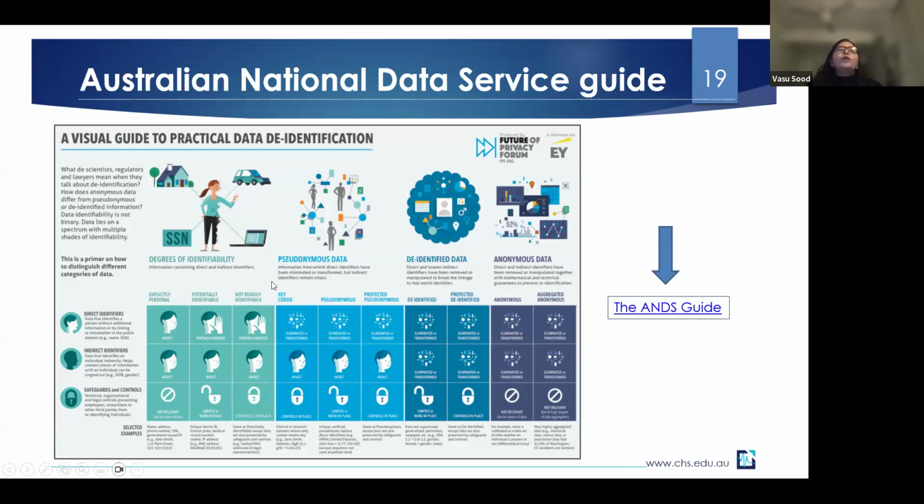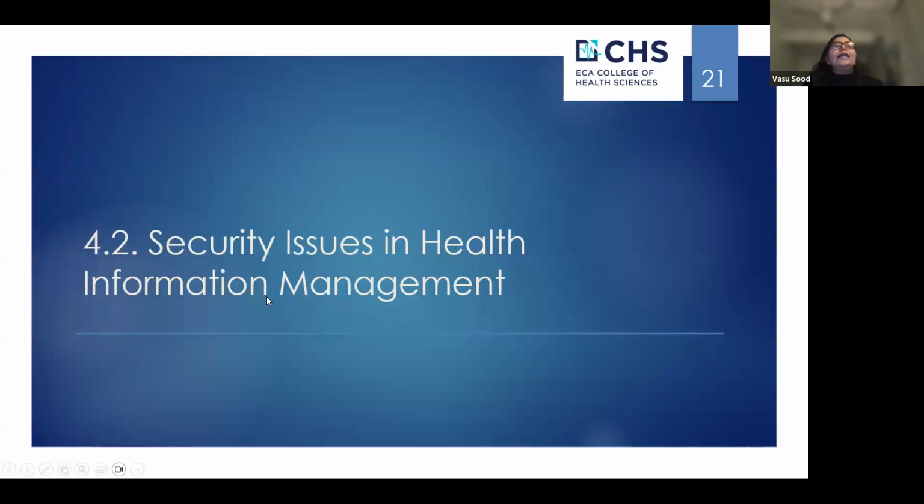So basically, in the Australian National Data Service, we have all these three types, and I have explained the situation. So I hope you may be able to correlate and link in which particular situation we can have pseudonymous, de-identified, and anonymized data.